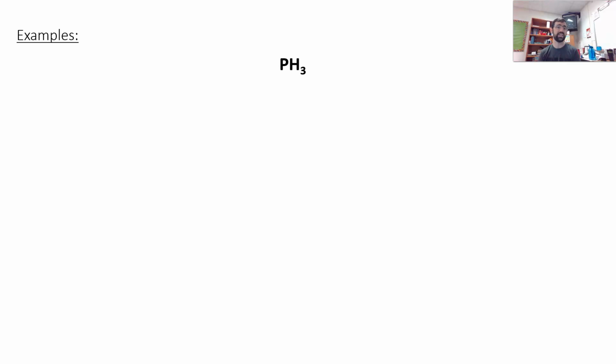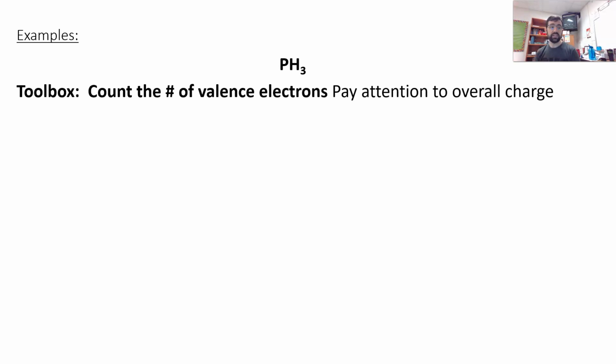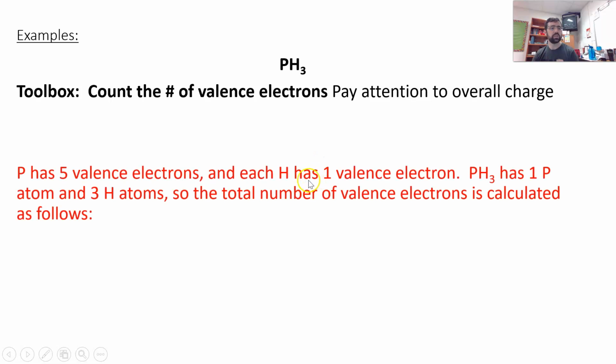Now let's look at PH3. This is our first example. First thing we need to do is look at our toolbox. We want to count the number of valence electrons that we have and pay attention to the overall charge. PH3 has no charge shown, so I don't need to worry about the overall charge really. It's a 0 charge. So we're just going to count the number of electrons.